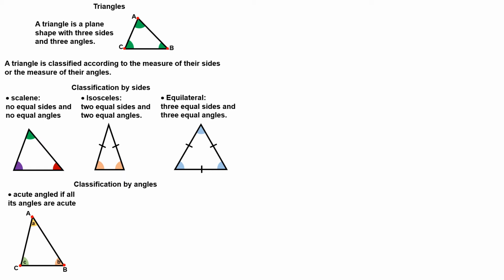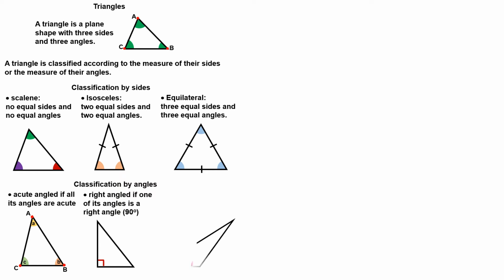A triangle that has 1 right angle is called a right triangle. Right angled if one of its angles is a right angle, 90 degrees. A triangle that has 1 obtuse angle is called an obtuse triangle. In other words, one angle is greater than 90 degrees. Obtuse angled if one of its angles is obtuse.